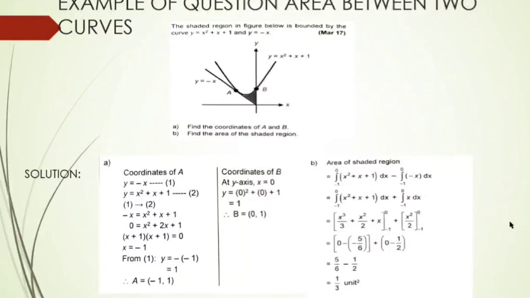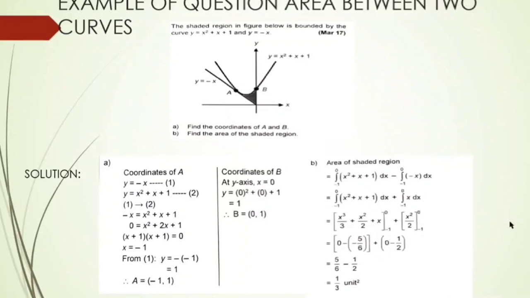Coordinates of A. The first step is we write the first equation, which is y equals negative x, and the second is y equals x squared plus x plus 1. We put both equations beside each other. It becomes negative x equals x squared plus x plus 1. Next, 0 equals x squared plus 2x plus 1. We factorize it and get (x plus 1)(x plus 1) equals 0. So x equals negative 1. From equation 1, we insert x equals negative 1, so y equals negative (negative 1). So y equals 1. So the coordinates of A are (negative 1, 1).